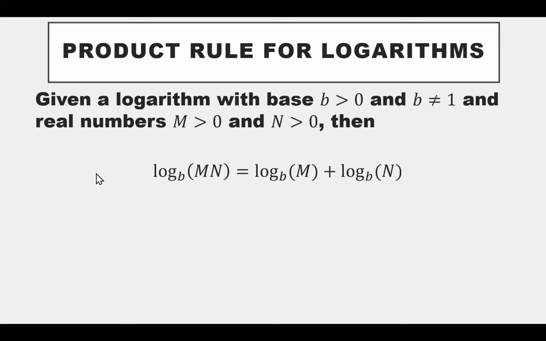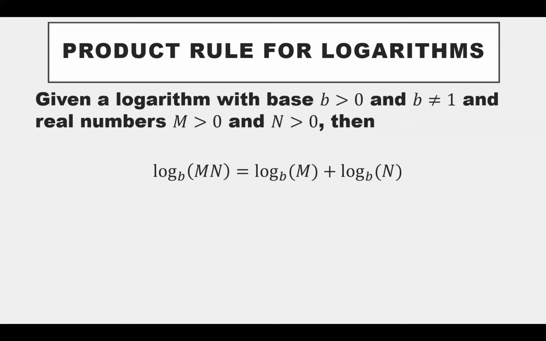Here's another property for logarithms. This is called the product rule for logarithms. Given a logarithm with base b, where b is positive and not equal to 1, and two positive real numbers m and n, then log base b of the product m times n is equal to log base b of m plus log base b of n. This is a very interesting property because it doesn't work the way maybe a lot of people expect it to.